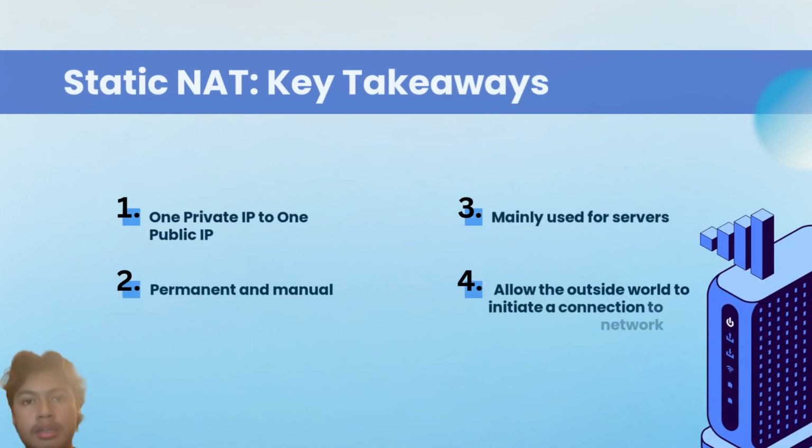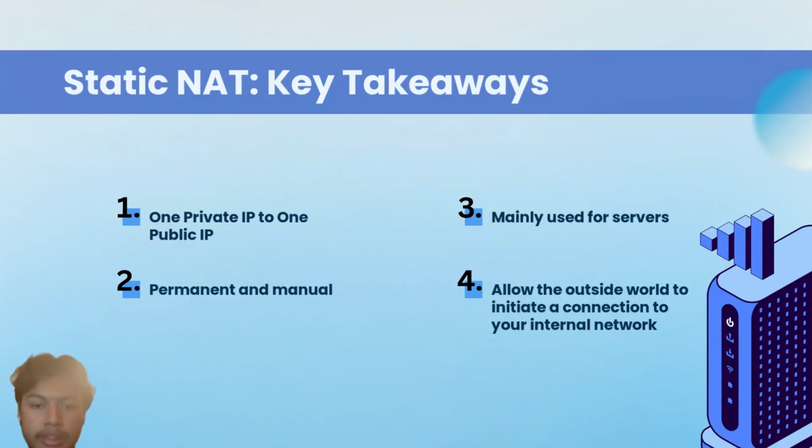To wrap up my presentation of static NAT, here are some of the key takeaways. For the first one, it maps one private IP to one public IP. This is what I explained at the start, the one-to-one mapping, which is another name for static NAT. Secondly, it is permanent and manual, which is what static means. This means that the connection cannot be changed.